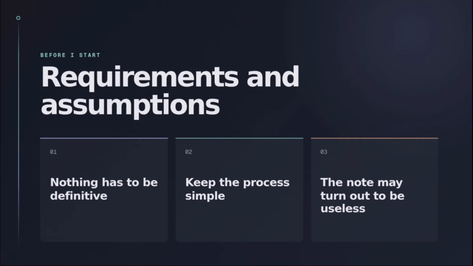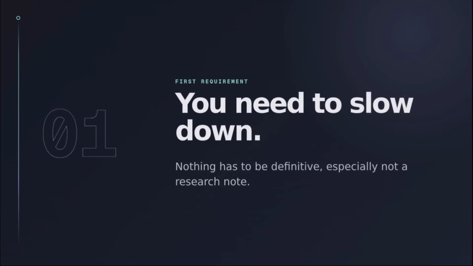Before I start researching, I keep three things in mind. Nothing has to be definitive. I want to keep the process simple, and the note may turn out to be completely useless. Accepting those three things makes the whole process much easier. First things first, slow down. A research note does not have to be definitive. You can always change it, restructure it, or throw it away.